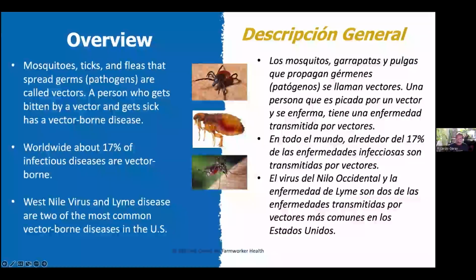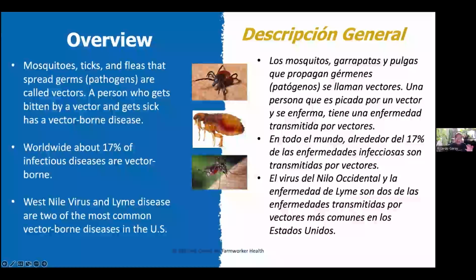The West Nile virus and Lyme disease are two of the most common vector-borne diseases in the United States. In other countries, it could be dengue or others, but here in the United States, West Nile virus and Lyme disease are the most common. We will speak about these in more detail a little later.